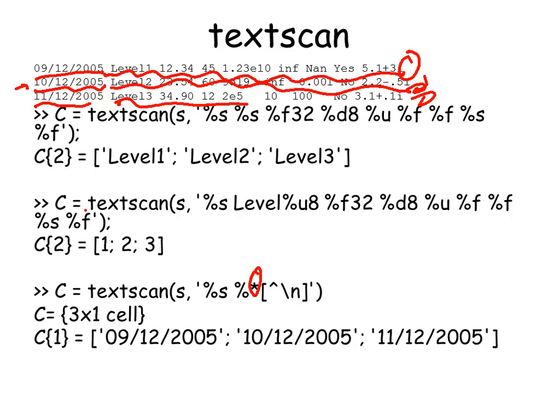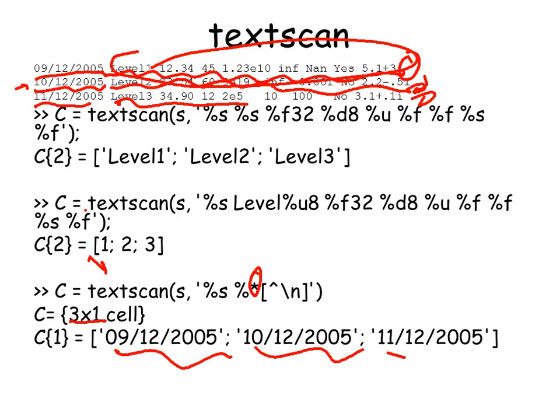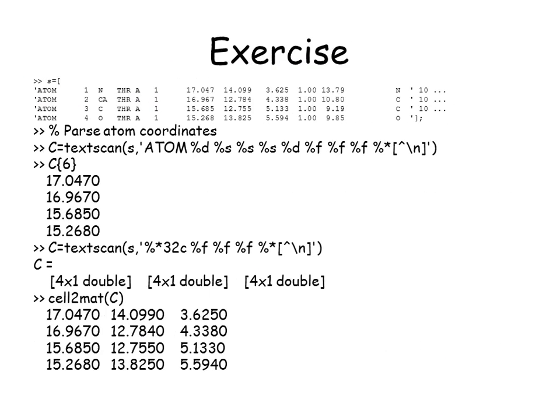And then the star character tells Matlab to not return that as part of the output. So it will match this, but you're not interested in it, so it will not be returned as an output argument. All right? So the result of this function call will be a cell array that contains 3 elements, and they will be the dates parsed out of this string. Okay? Any questions? All right.